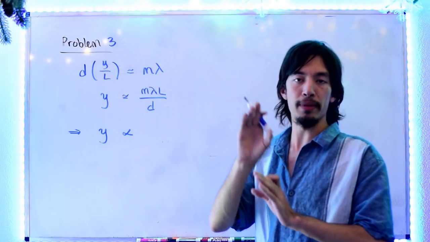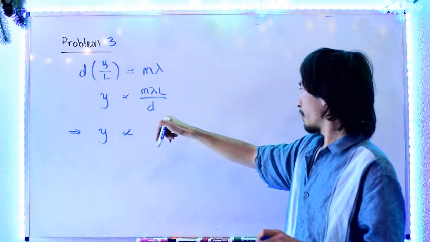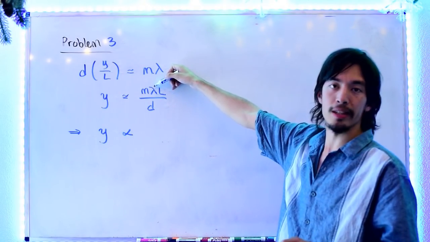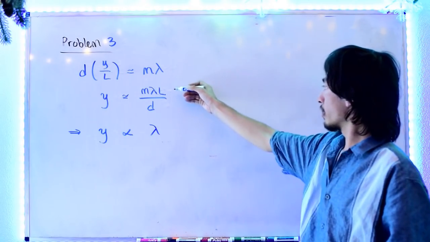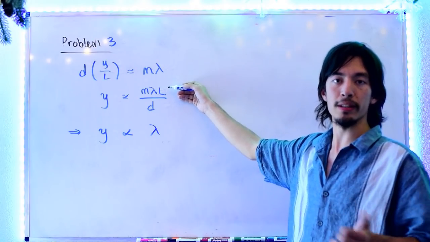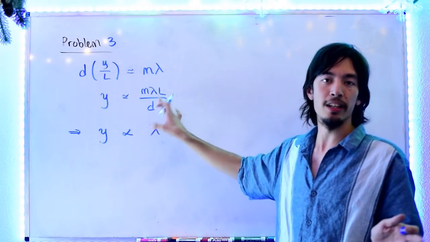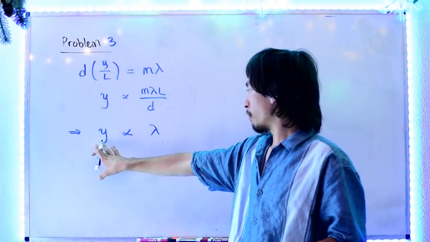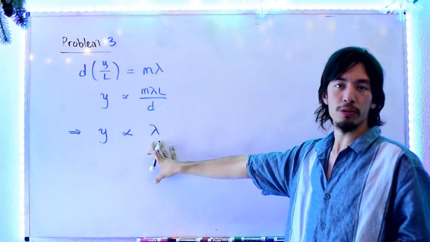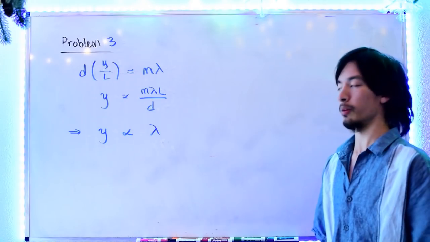We're watching a particular spot on the pattern shift. So the m is constant. The wavelength is not constant, so you do write that. So lambda. The length L to the viewing screen from the slits stays constant in the problem. The distance between the slits, d, also stays constant in the problem. So in other words, in this problem, y is only proportional to the wavelength. It's only based on changing the wavelength in this particular problem.